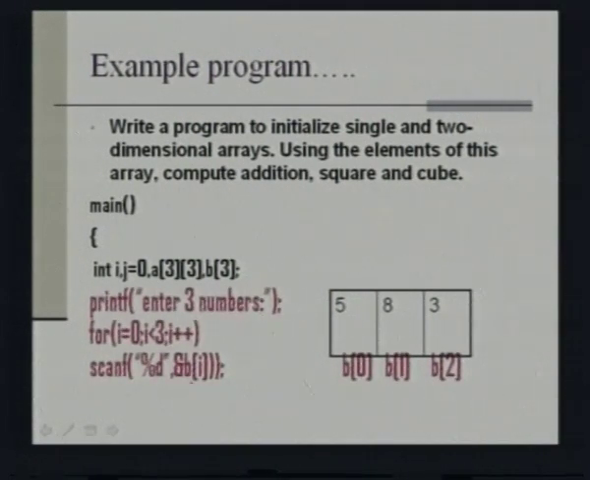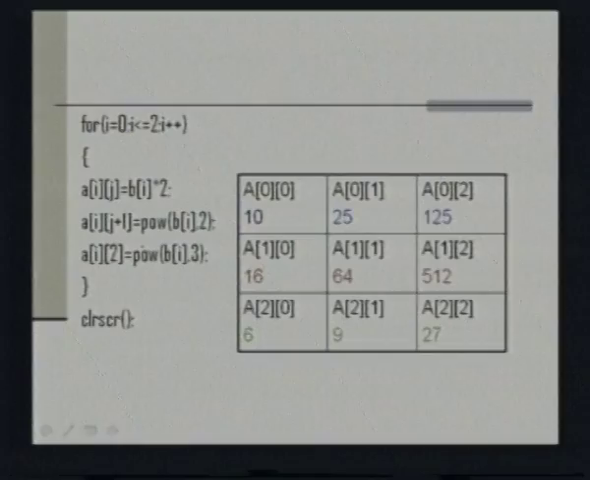From 0 to 3 I am scanning f b of I. So b of 0, 1, 2, the three values 5, 8 and 3 have been displayed. The values I have entered are 5, 8 and 3. Now I want to double the numbers, find their square, and find their cube. Using a 2D array in just a single for loop I am able to do all the 3 computations.